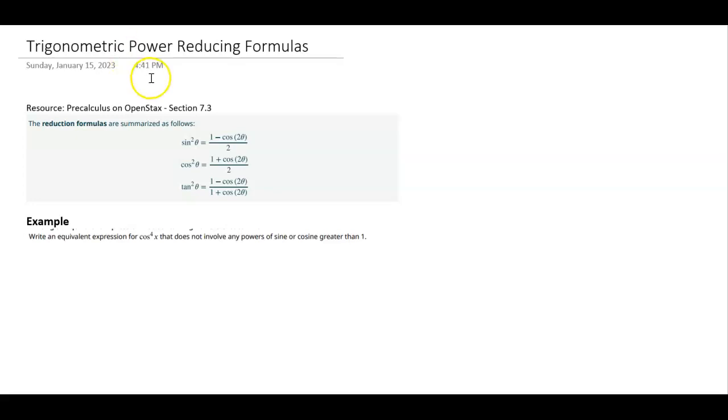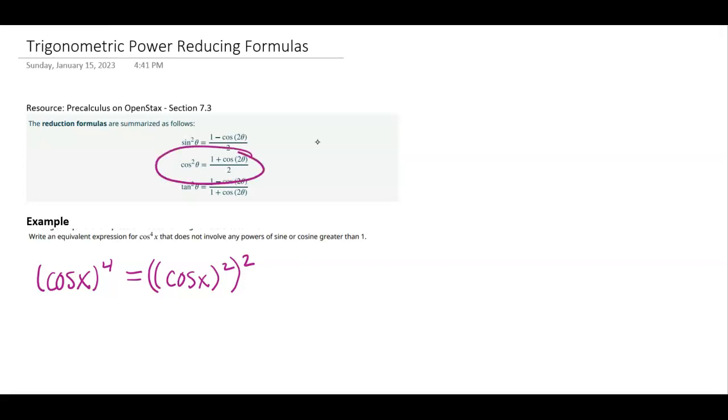All right, this video is going to give you an example of how to use the power reduction formulas. It's specifically here how to take cosine to the fourth and make sure that it has powers of sine and cosine not greater than 1. So one thing to remember is cosine to the fourth could also be written as cosine x squared and then squared.